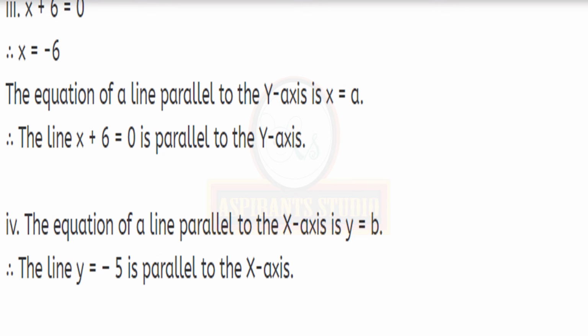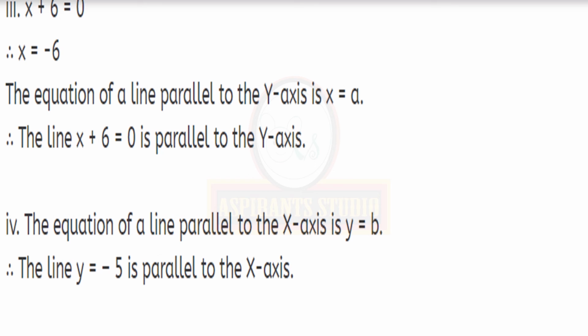Now coming to third one. x plus 6 is equal to 0. Therefore x is equal to minus 6. The equation of the line parallel to y-axis is x is equal to a. Therefore the line x plus 6 is equal to 0 is parallel to the y-axis.